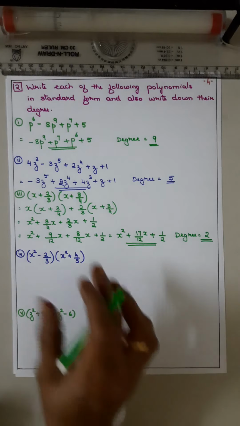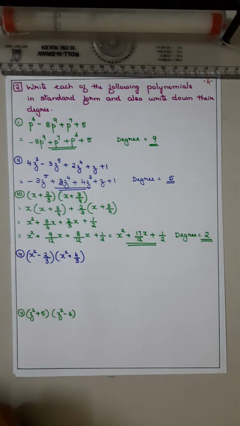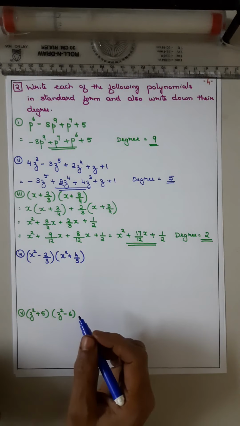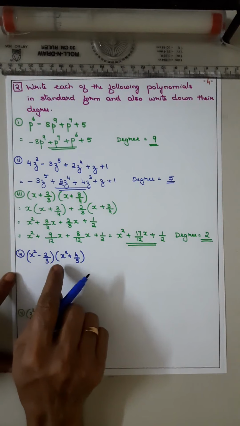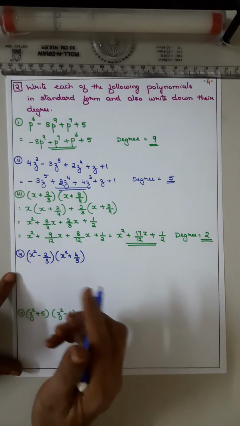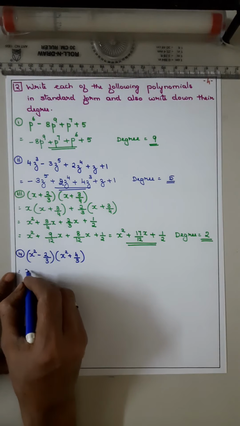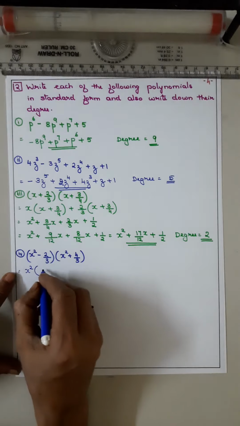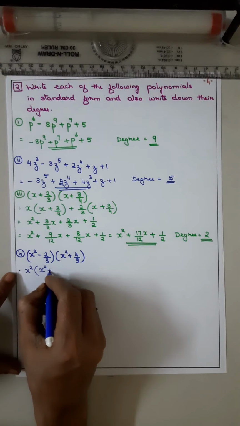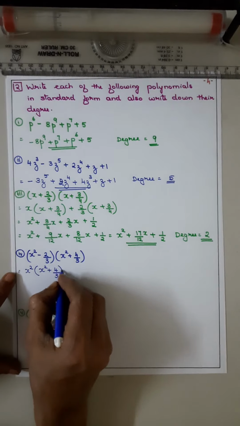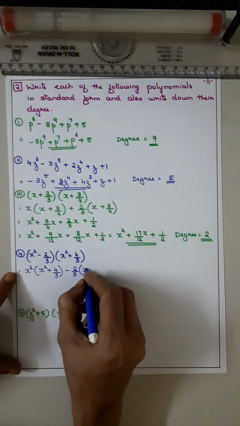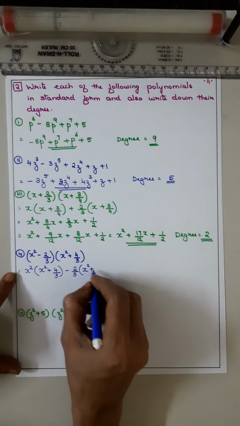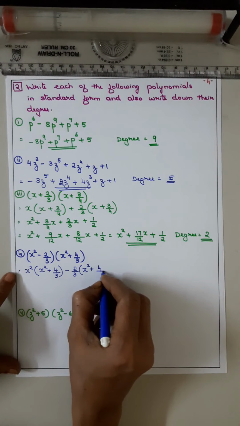Understood? When you get like this, you have to solve. Now again, it is x squared minus 2 by 3 x squared plus 4 by 3. So x squared bracket open x squared plus 4 by 3, minus 2 by 3 bracket open x squared plus 4 by 3.